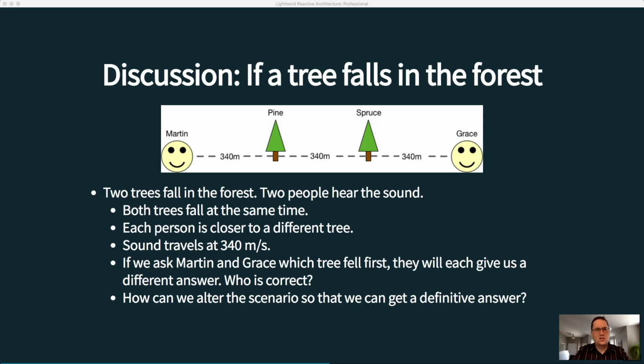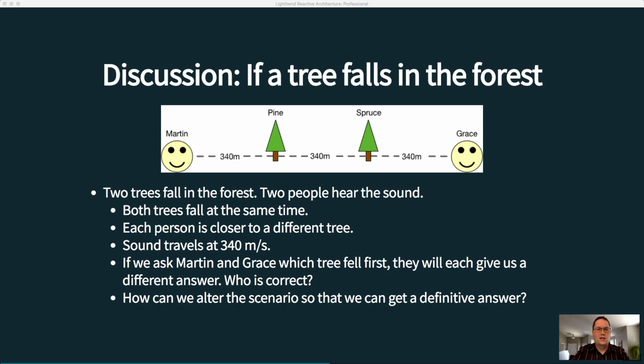Now, if we were to ask Martin and Grace which tree fell first, they're each going to give us a different answer. Martin's going to say the pine tree fell and then the spruce tree fell about 1 second later. Grace is going to say that the spruce tree fell and then the pine tree fell about 1 second later. So who is correct in this scenario? They're both giving us different information. That information is in conflict.